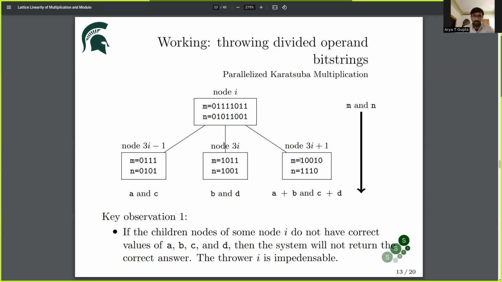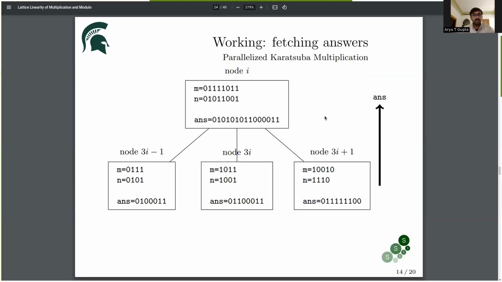So this was how the values m and n moved down in the tree. Now we'll see how the answer moves up. The children nodes evaluate the multiplication that they were supposed to do, and node I uses those answer values and computes the final answer using addition and subtraction.